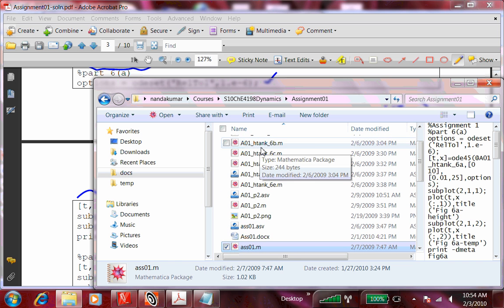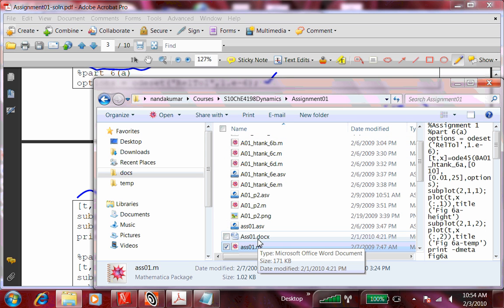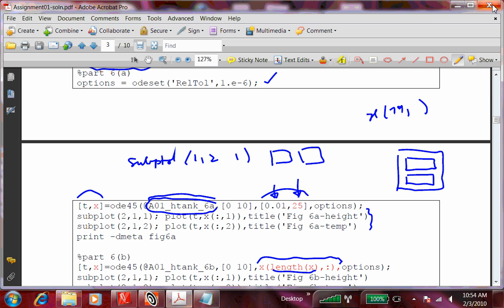There it is. A01H96A, 6B. These are all just copies of the same program. I just change that particular file. And then if you just type ass01 in MATLAB, it will produce all the graphs for you. Okay? Any other questions?